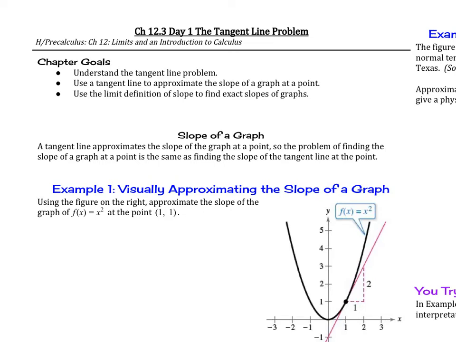Chapter 12.3, Day 1, the tangent line problem. We're going to look at understanding the tangent line problem, use a tangent line to approximate the slope of a graph at a point, and use a limit definition of slope to find exact slopes of graphs. So, a slope of a graph: a tangent line approximates the slope of the graph at a point.